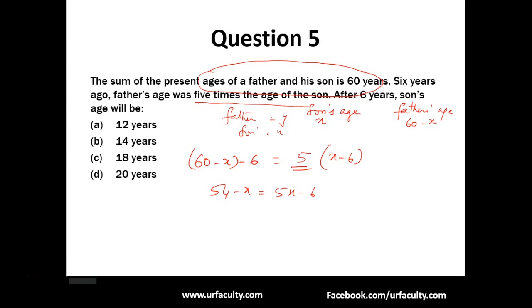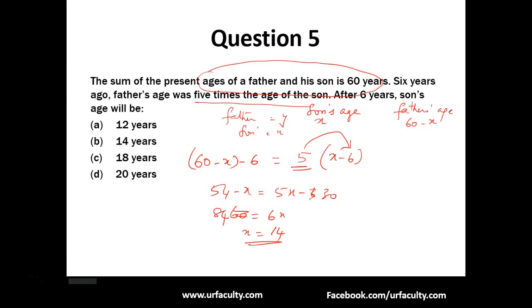The answer is right in front of your eyes. 60 is equal to 6x. X is equal to, I'm sorry, 5x is equal to 30. And you bring it over here. It is 84. So 6x is equal to 84. X is equal to 14. I'm sorry about this error. Please note 5 into 6 is equal to 30. So 5x minus 30. So 6x is equal to 84. X is equal to 14.